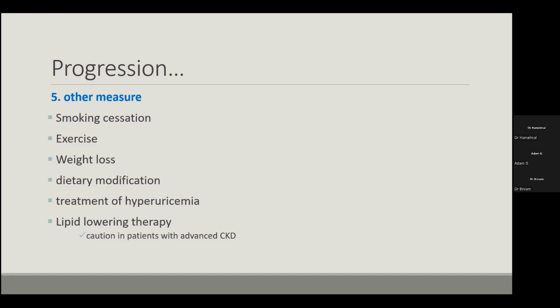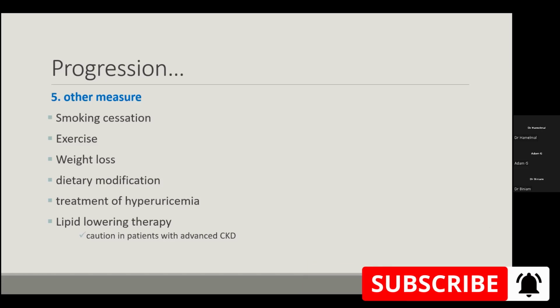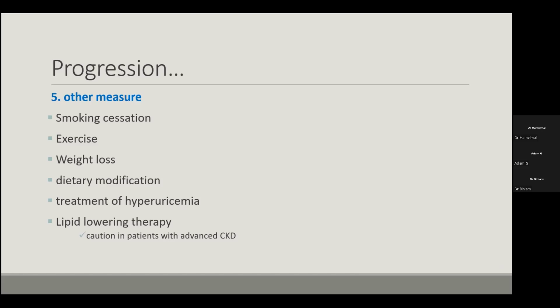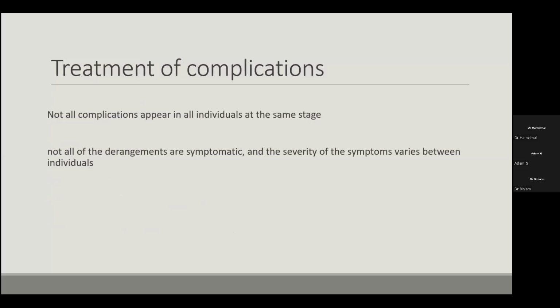Treatment of hyperuricemia clearly has been shown to delay progression of CKD. Treatment of vitamin D deficiency also another thing which I did not mention here. Lipid lowering therapy, very important in patients with CKD, but we have to be cautious in patients with advanced CKD. Especially stage 5 CKD, we generally do not initiate lipid therapy, but recent evidence suggests that if the patient has high atherosclerotic cardiovascular risk, we should initiate statin therapy regardless of the stage. But in stage 5, we generally do not start lipid therapy because safety issues are there.